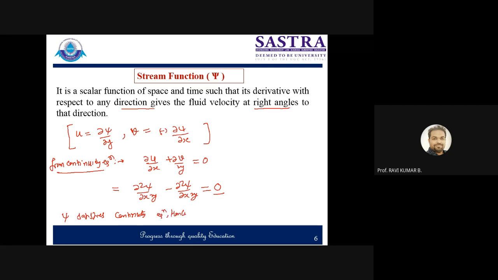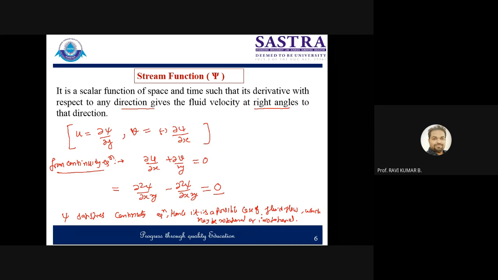hence it is a possible case of fluid flow which may be rotational or irrotational. We don't know. But for potential function, velocity potential function, we directly say that if the velocity potential function is existing, that means it is a possible case of an irrotational flow. But here we cannot say whether it's rotational or irrotational.